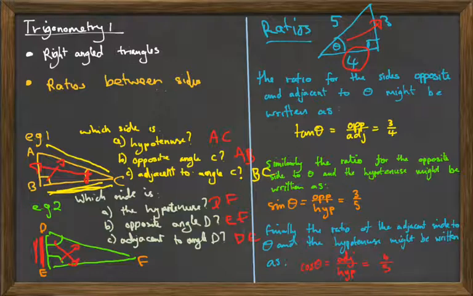If I'm looking at the sine of theta, you take the opposite side to that angle and you divide it by the hypotenuse. And similarly for the cos of theta, you take the adjacent side of that angle and you divide it by the hypotenuse. This is all just terminology. We haven't really done any mathematics yet.